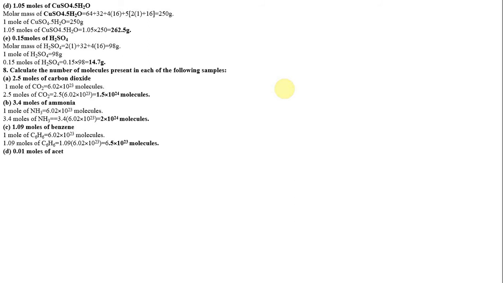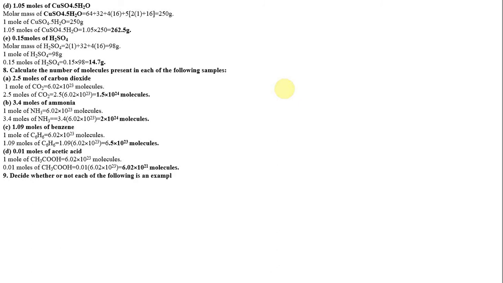Part D, 0.01 moles of acetic acid. The formula of acetic acid is CH3COOH. Similar calculations. Now question number 9. Decide whether or not each of the following is an example of empirical formula.